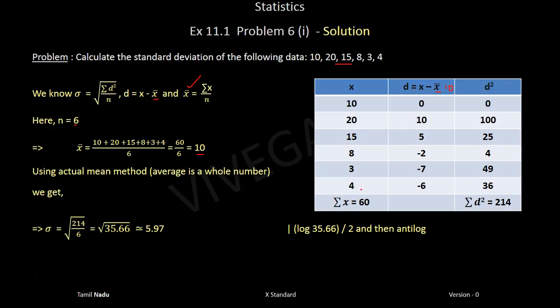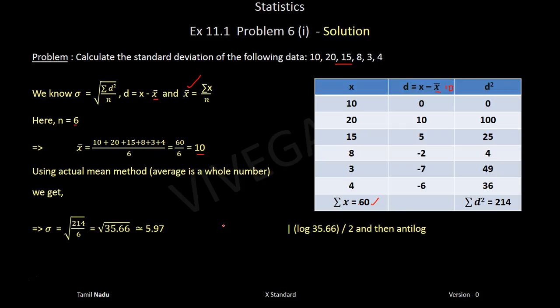Here I've added the x also, but since we have done it here, we don't need it. Just for highlighting it, I've given it here, but you don't have to do it, because that is our first step. We have to calculate the arithmetic mean, and only after calculating it can we come to D, right? So this may not be required. This is already done. So we do only the D square, then sigma D square is 214.